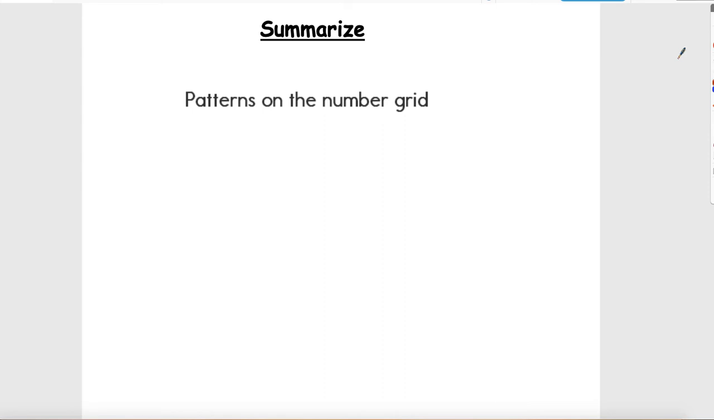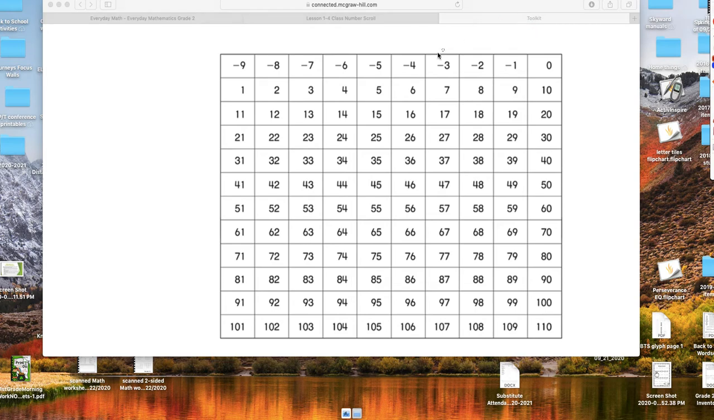We're going to talk about patterns on the number grid. Now, I did bring up a number grid, so let me minimize this real quick and bring up our number grid a little bit bigger on our screen here. You have a number grid on your board. You also have a number grid in the back of your math journal. Let me see if I can make this a little bit bigger. Oh, it won't let me make it too much bigger. That's okay. I have a number grid up here on the board too that we can look at.